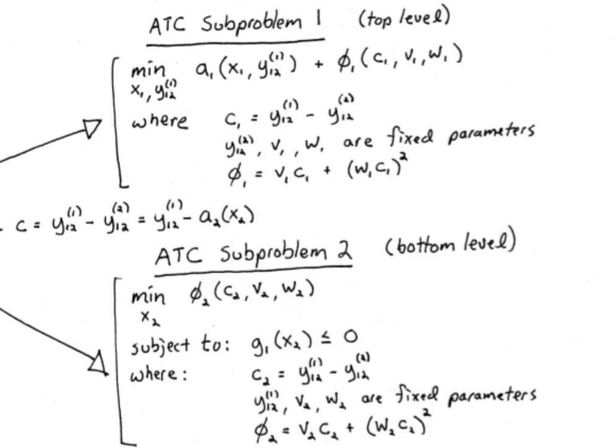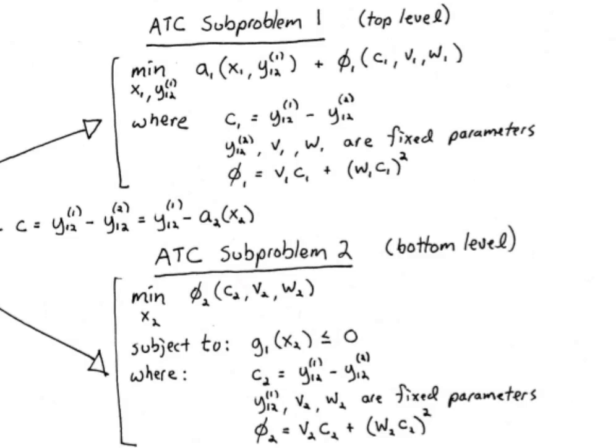In subproblem 1, we are minimizing the original objective function plus an augmented Lagrangian penalty function that penalizes violation of the consistency constraint C1. In other words, the penalty function phi1 keeps y12 superscript 1 from deviating too far from the known achievable value of y12 superscript 2, which is an output of subproblem 2. Both phi1 and C1 are defined below the optimization problem.